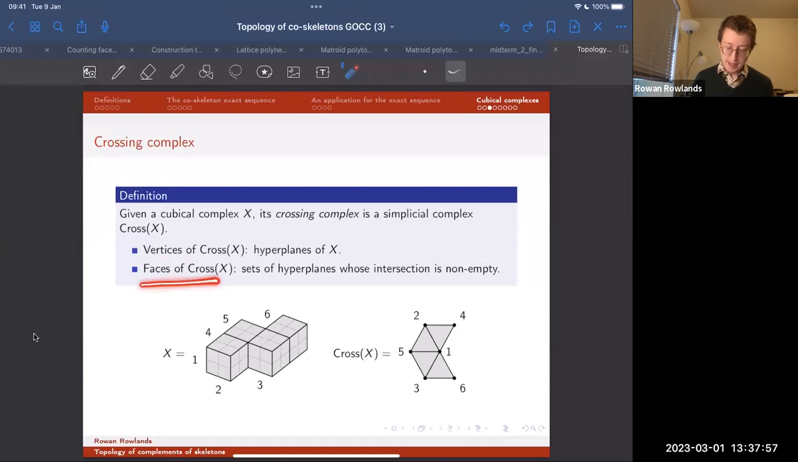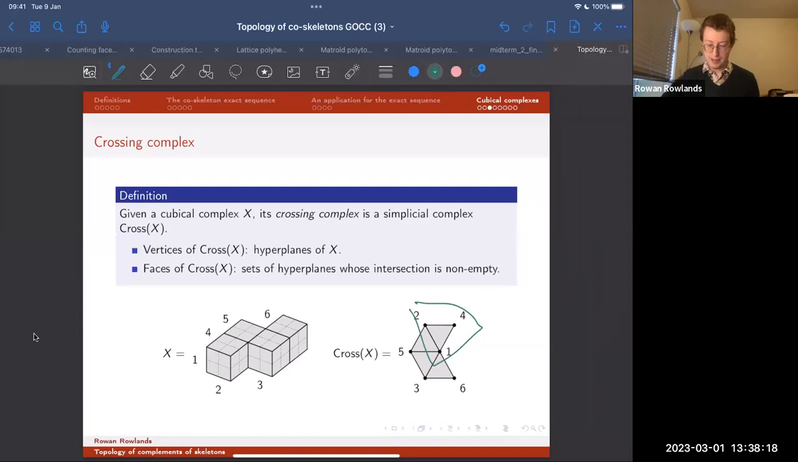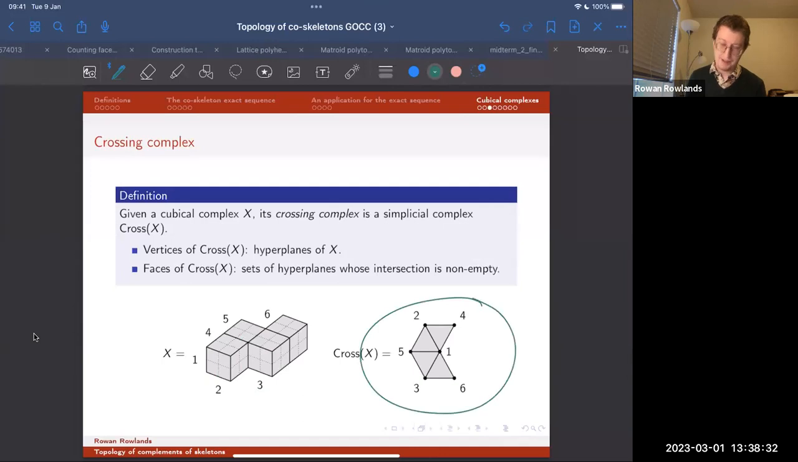And then for the faces, any set of hyperplanes forms a face if the intersection of those hyperplanes is non-empty in the cubical complex. For example, if we're looking at this cubical complex here, its crossing complex looks like this. The set 1, 2, 4 is a face of this crossing complex because the hyperplanes 1, 2 and 4 of this cubical complex all intersect each other in the middle of this three-dimensional cube on the left here. Similarly for all the other faces of this complex, you can check that the hyperplanes of the cubical complex intersect each other.